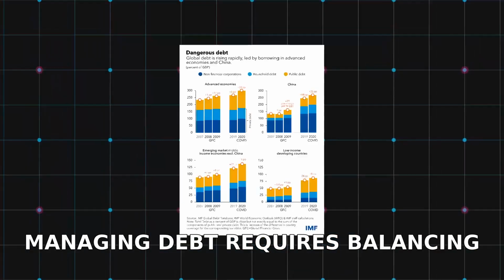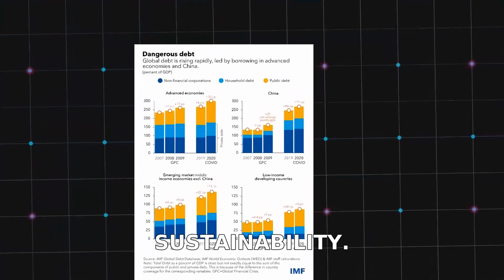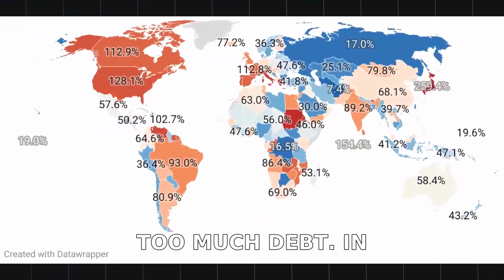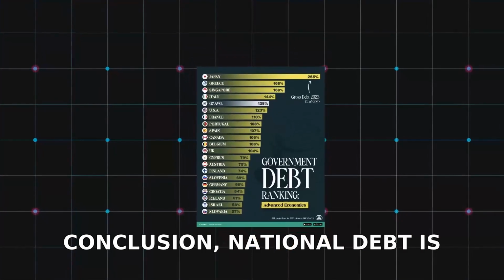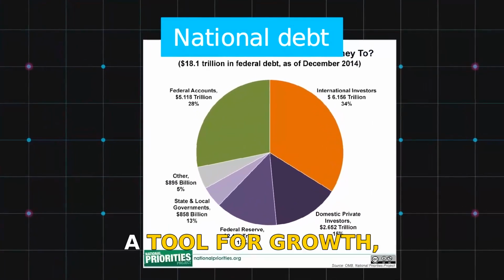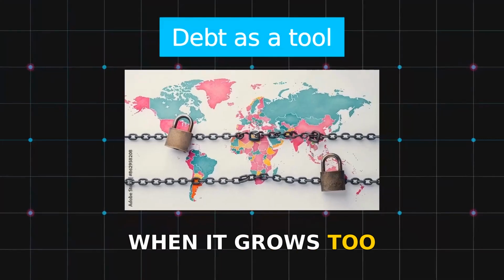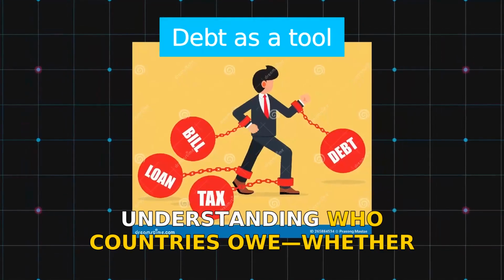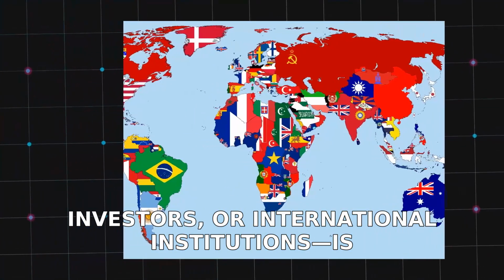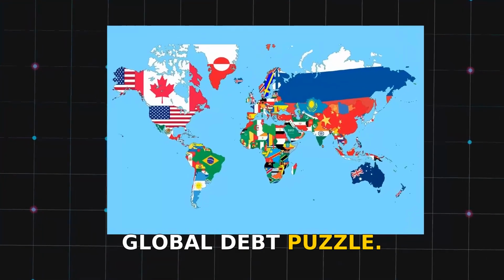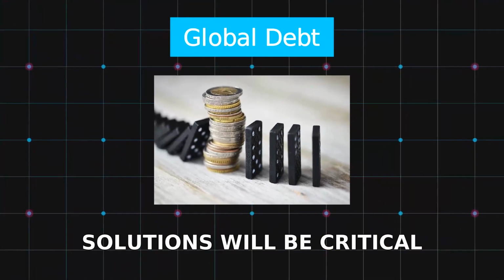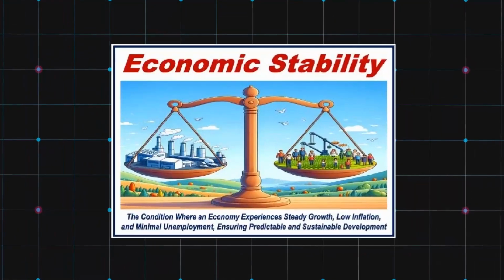Ultimately, managing debt requires balancing short-term needs with long-term sustainability. Countries must weigh the benefits of borrowing against the risks of accumulating too much debt. In conclusion, national debt is a complex issue that affects every country, from the richest to the poorest. While debt can be a tool for growth, it becomes a problem when it grows too large or is mismanaged. Understanding who countries owe, whether it's their citizens, foreign investors, or international institutions, is key to grasping the global debt puzzle. As global debt continues to rise, finding sustainable solutions will be critical for economic stability worldwide.